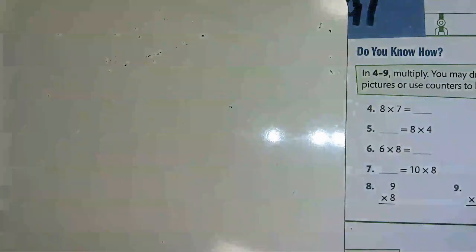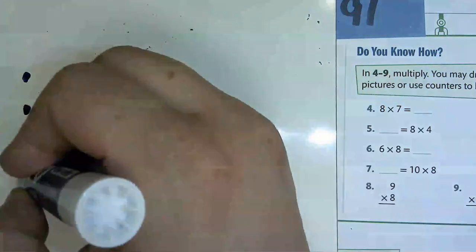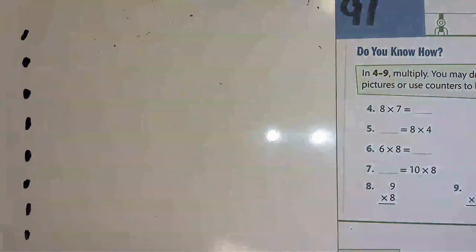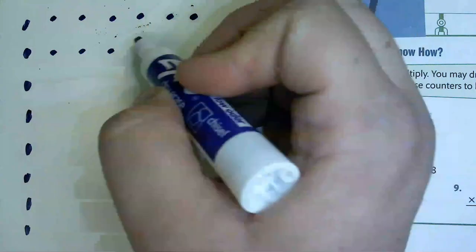Now I see 8 times 7 means that I've got 8 rows going down. So 1, 2, 3, 4, 5, 6, 7, 8. All right, there's my 8. And then I need 7 going across. So 1, 2, 3, 4, 5, 6, 7.